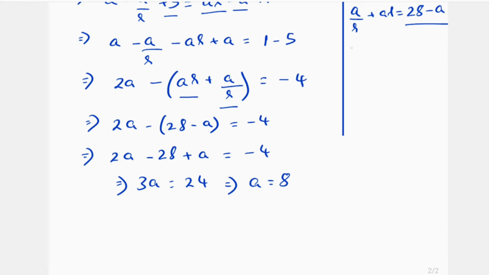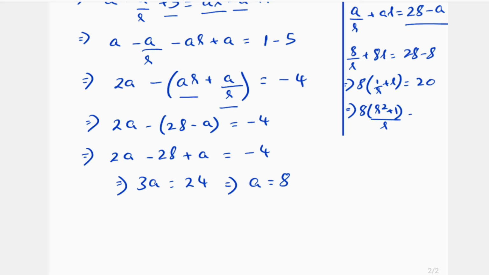So I have 8 by R plus 8R is equal to 28 minus 8. So that gives me 8 into 1 by R plus R is equal to 20. Or in other words, 8 into R square plus 1 divided by R equal to 20. Okay, common denominator is R. So 8 into R square plus 1 equal to 20.